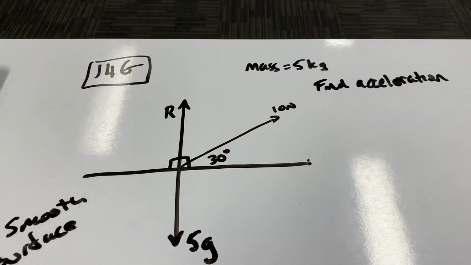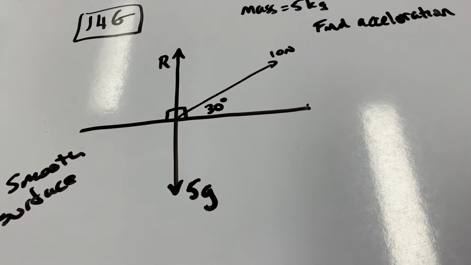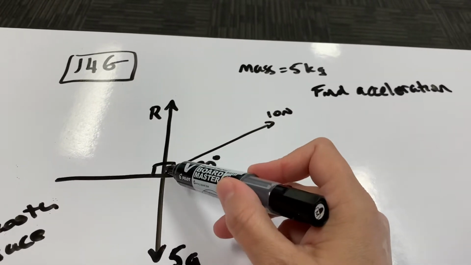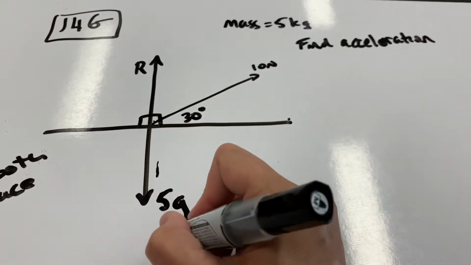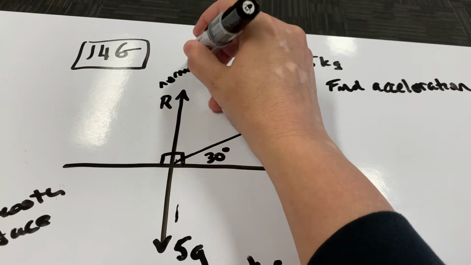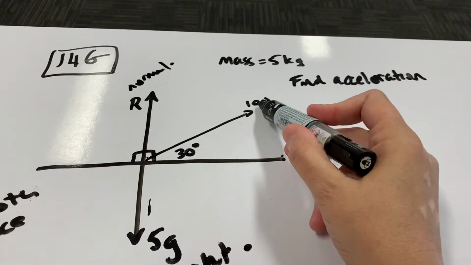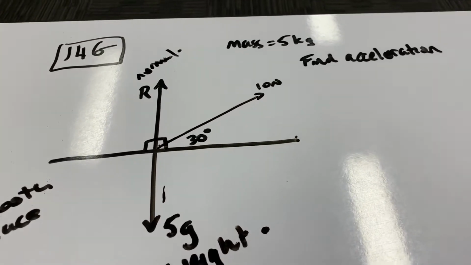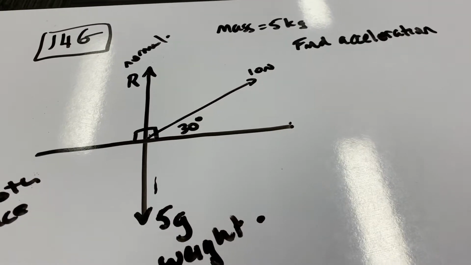Okay, 14G, its forces at an angle. We have the diagram. We have a 5 kilo mass, so it has weight coming down, which is 5G, so that's your weight. And R is your normal, which is always perpendicular to the plane. Then you've got a force of 10 newtons being acted on at 30 degrees. Okay, so that's our setup. We have been told to find the acceleration.